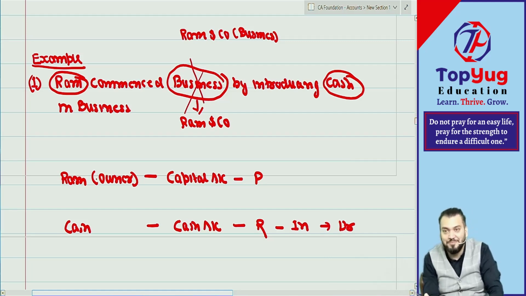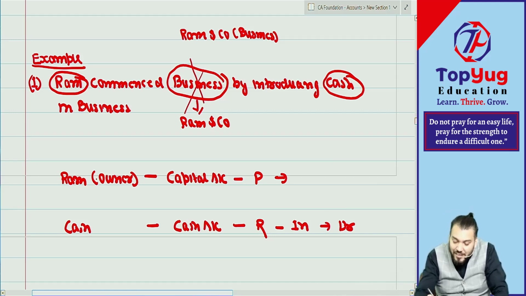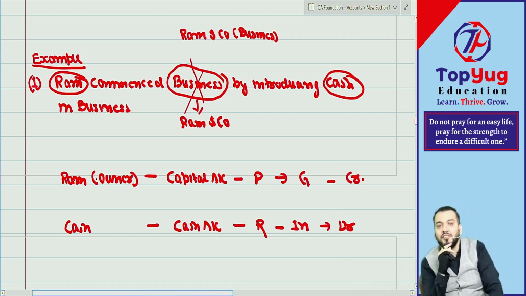Now let us think about Ram. Ram is a personal account. What is the rule? Debit the receiver and credit the giver. So is Ram the receiver or giver to the business? Giver. So credit. Understood.